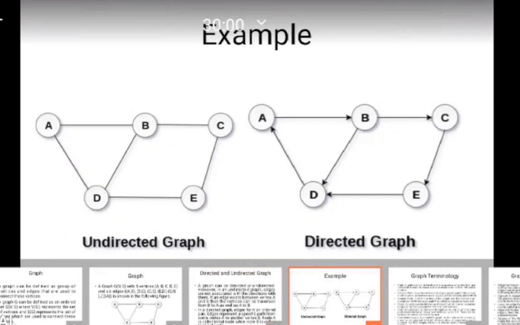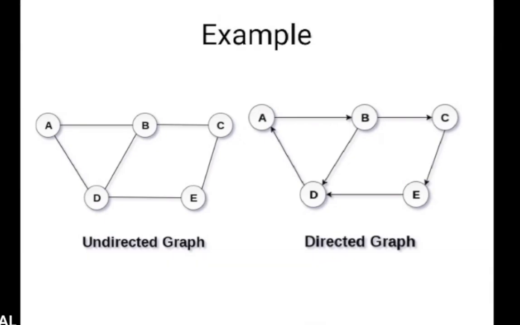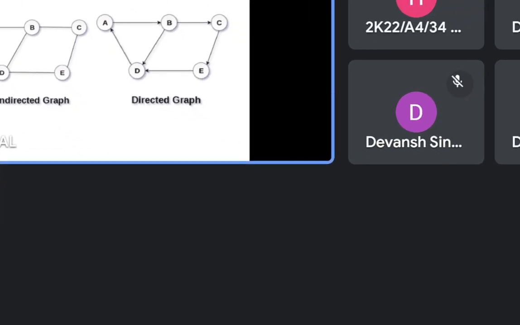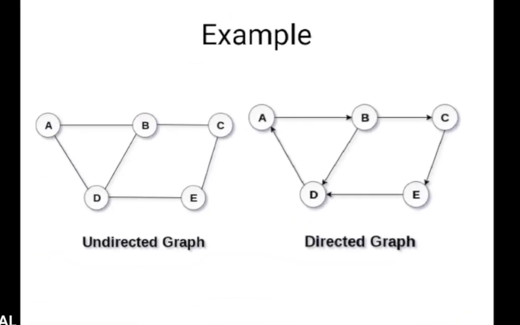You can see here an example of an undirected graph and a directed graph. The first one is an undirected graph, which is not showing any direction, but the second one is showing a direction A to B. You can see that the edge is a directed edge A to B. There is another directed edge B to C, another directed edge C to E, E to D, B to D, and A to D. So everywhere direction is shown.